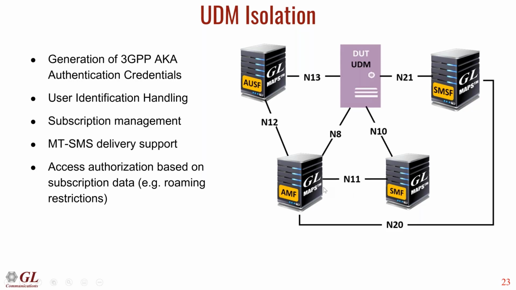So UDM provides the authentication credentials which are configured there. It also identifies the user based on a private key, and it gives all the subscription management to the AMF and SMF. And it is also very useful when an SMS is going to be delivered to the MT. It identifies where the mobile is present, in which particular cell. So UDM provides the detail so that paging can be done to that mobile and the SMS can be delivered. And it also provides the authorization based on the subscription data configured within the UDM. These services can be tested by having other network elements surrounding it and pumping various protocol transactions to verify its behavior.